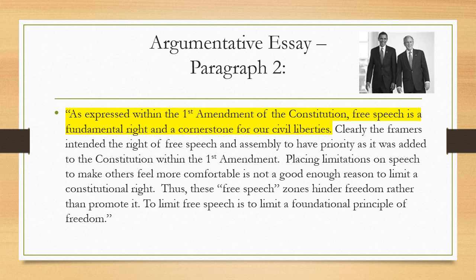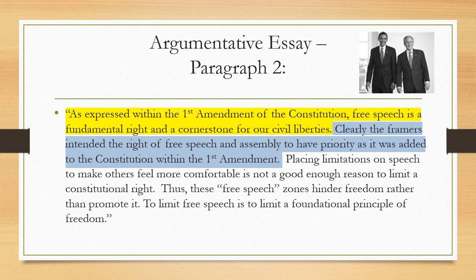As expressed within the First Amendment of the Constitution, free speech is a fundamental right and a cornerstone for our civil liberties. Okay, so we talk about the First Amendment and how it protects free speech as a civil liberty, right? So we've explained our first foundational document. Now relate it to the thesis.